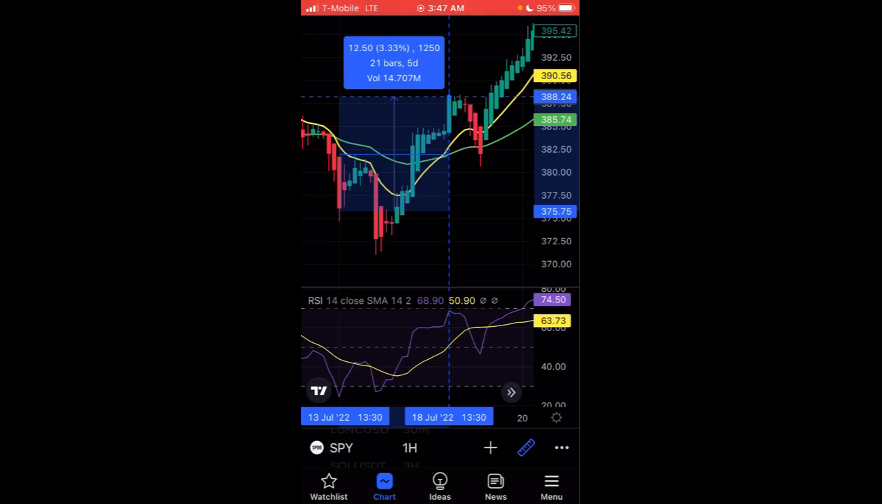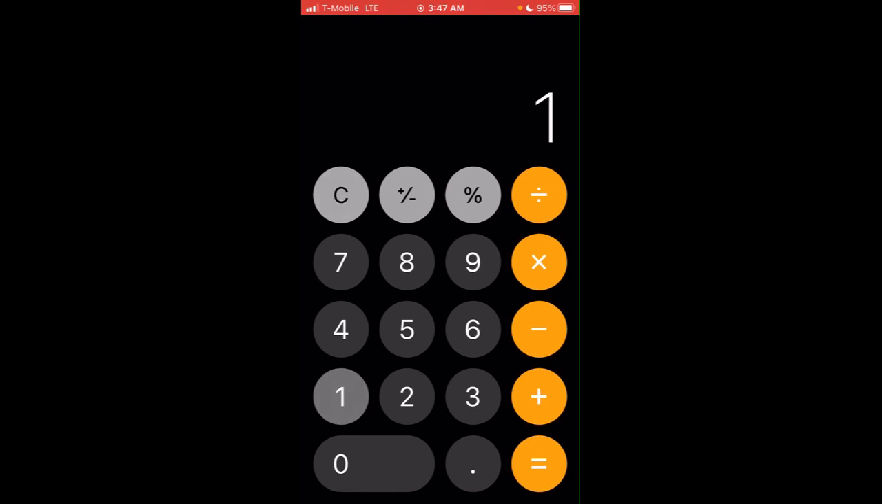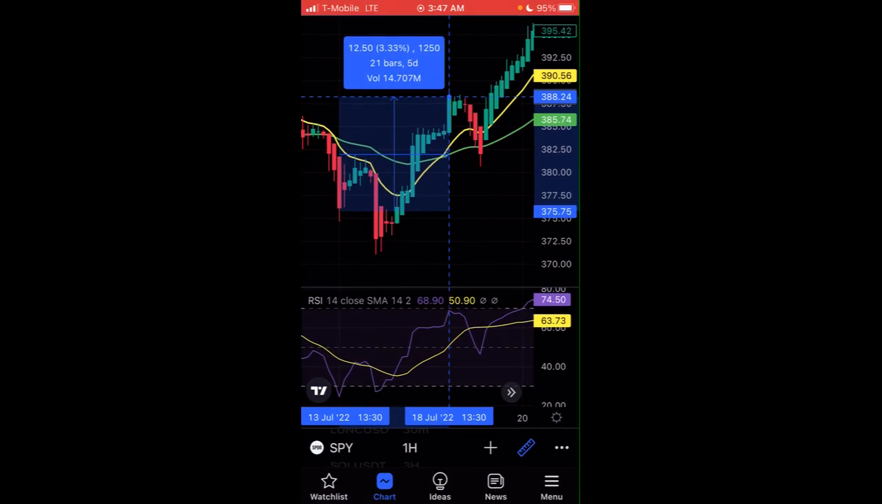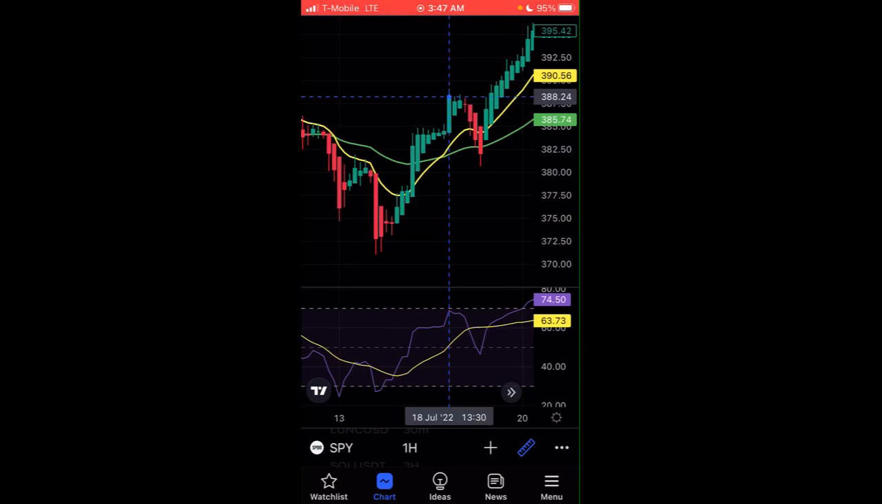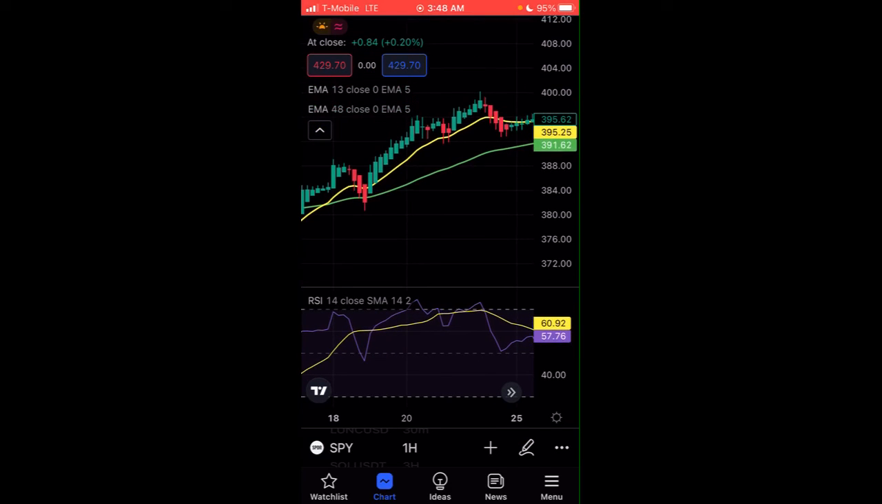Since you're doing the hour, you're making more gains, but this is a 5-day period. So 12.50 times 50, it's about $625 in 5 days. Now, if you scaled up your contracts, and if you got 2 contracts, just times that by 2, you could really profit with doing options.